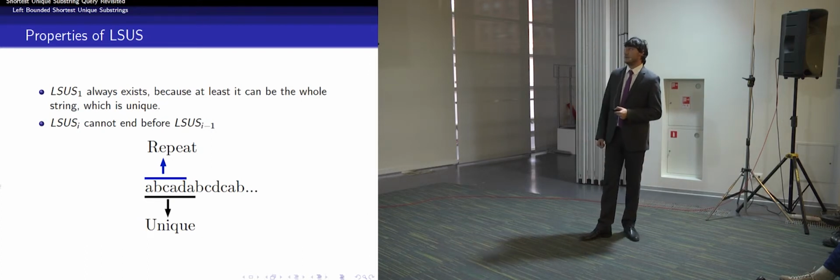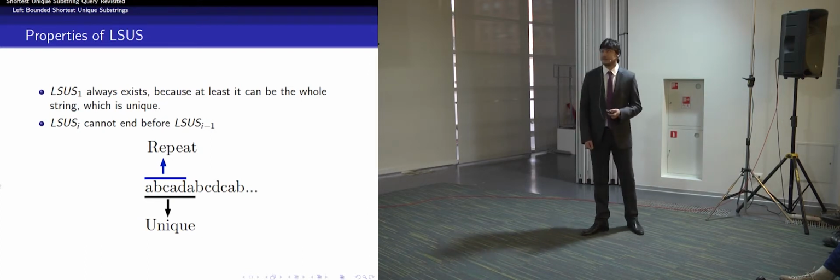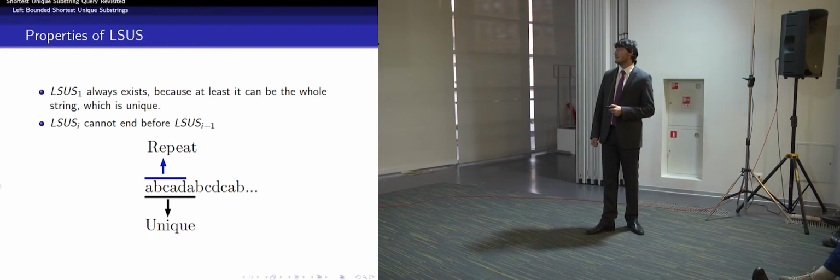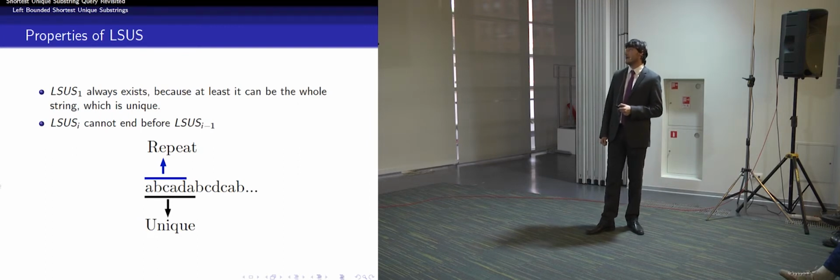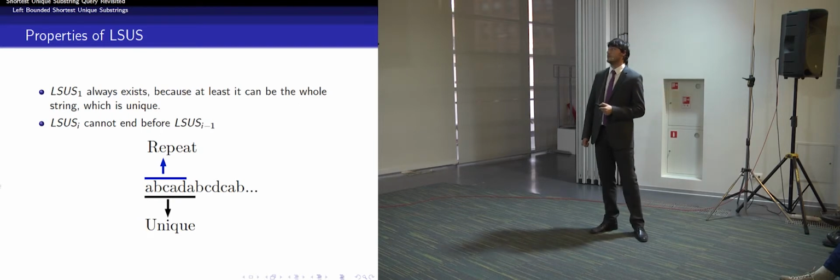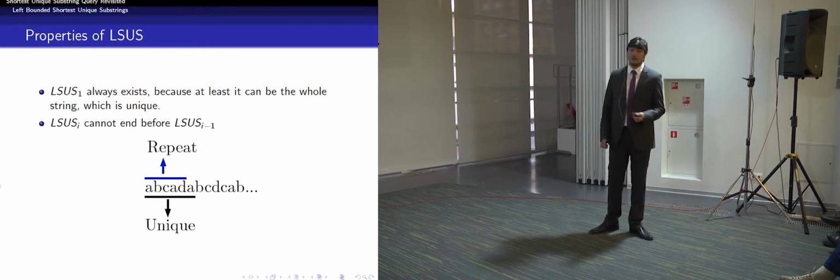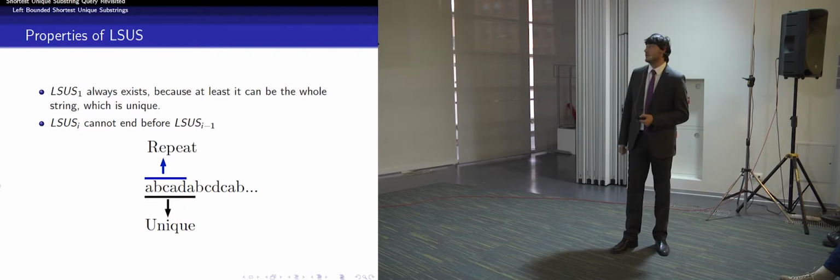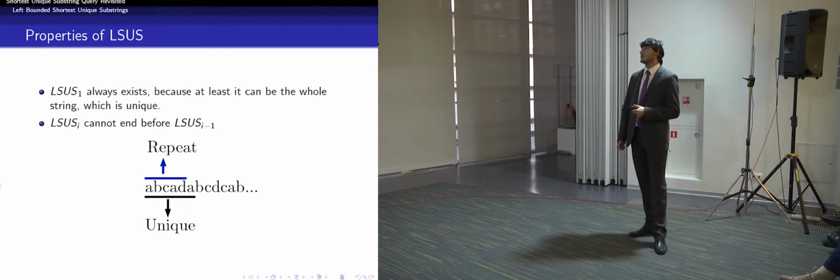Let's say that black line represents our LSAS 1. It ends in the character A. So LSAS 2, beginning from character B, ends in character D or before that. We know from the definition of the LSAS that it should be a repeat. Therefore, it cannot be an LSAS. So it should end at least at position A.